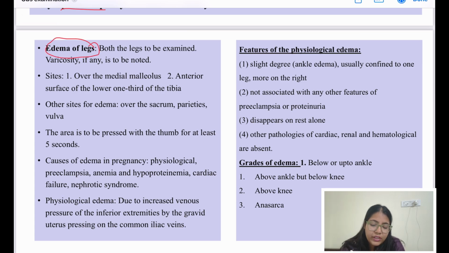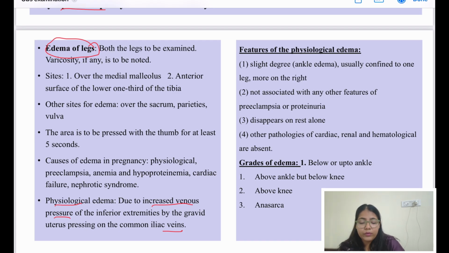Edema. There are a few questions in the edema part. They ask you where will you look for edema, how will you look, and how do you define the edema of the patient. Is every edema pathological? No. The most common cause of edema in pregnancy is physiological. Physiological edema is due to increased venous pressure on the inferior vena cava by the uterus, so there is transudation of fluid, which may lead to edema of the legs also.